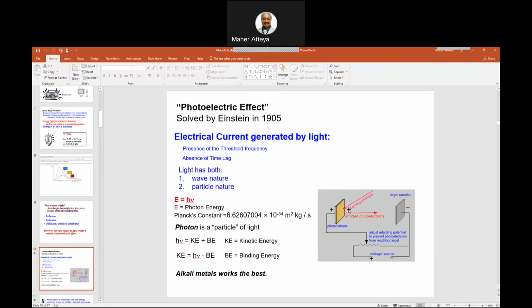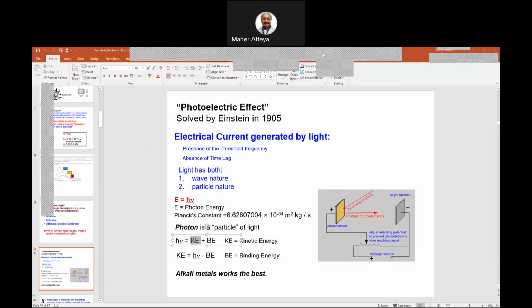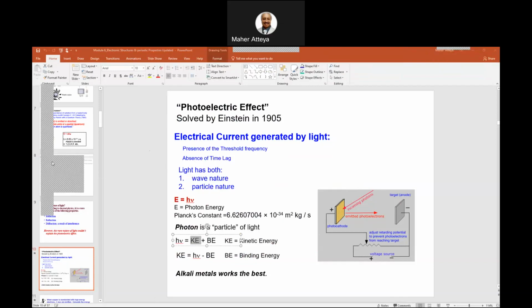So photons are coming in and coming out as photoelectrons, as electrons, to close the electrical circuit. You don't have to memorize this, but at least you know that the total energy here is kinetic energy and binding energy. The total energy of this incoming photon particle is both, because it's moving, correct? So it's kinetic energy and binding energy.